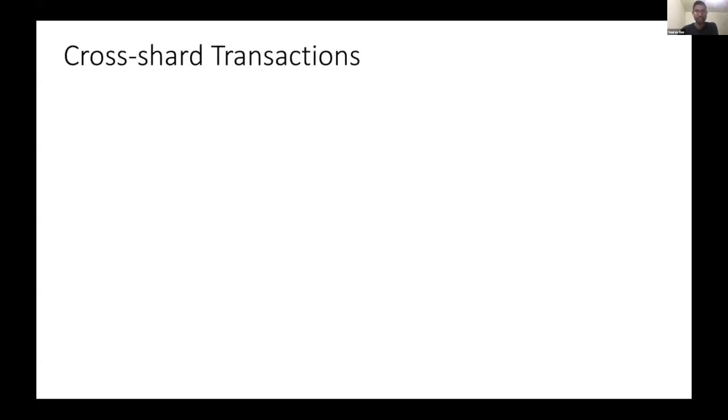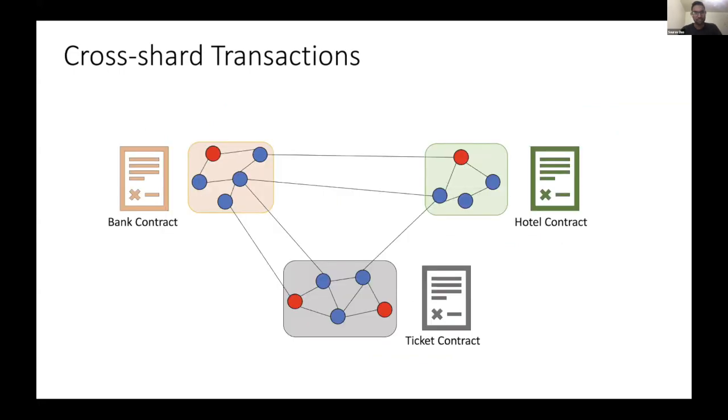So what are cross-shard transactions? In very brief, cross-shard transactions are transactions that require the attention of more than one shard. For example, here we have three shards: orange, green, and gray. Let's say a green user has a bank account in the orange shard. Whenever she wants to send a transaction, the transaction should be handled by both the green and orange shards.